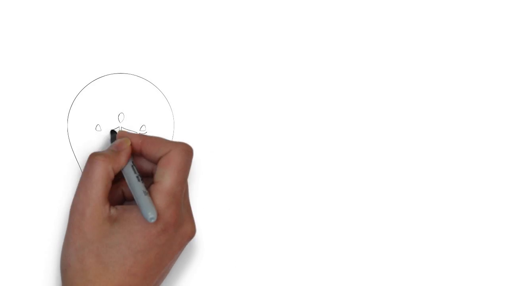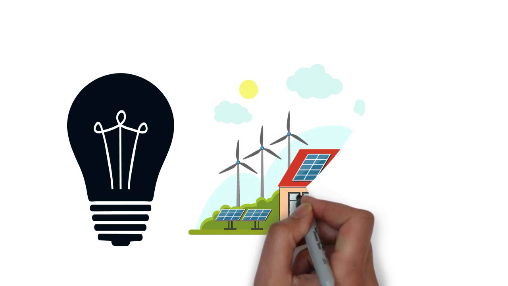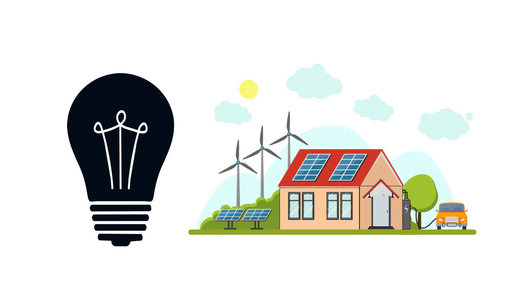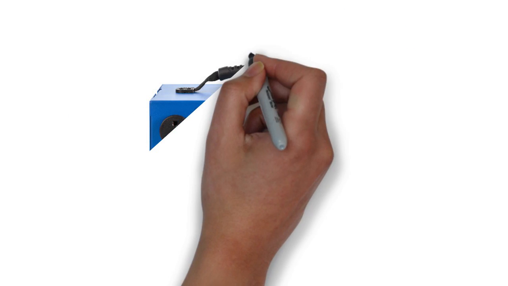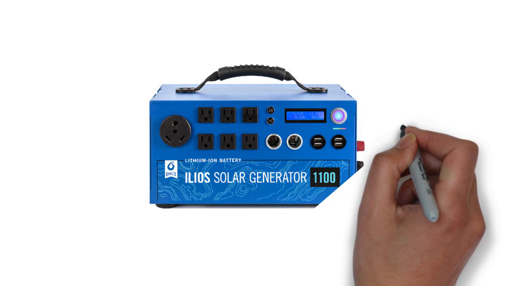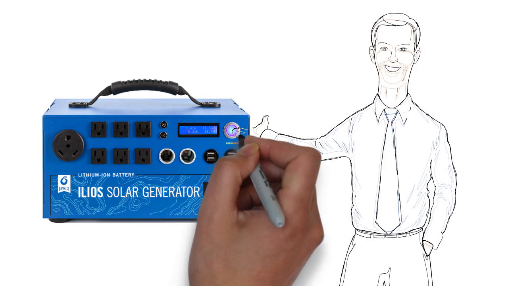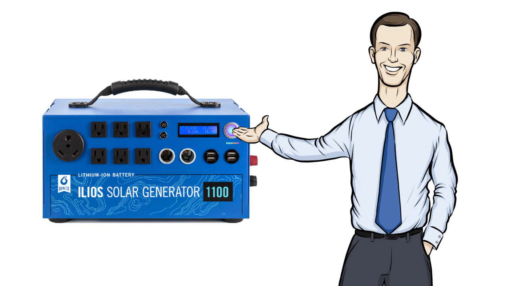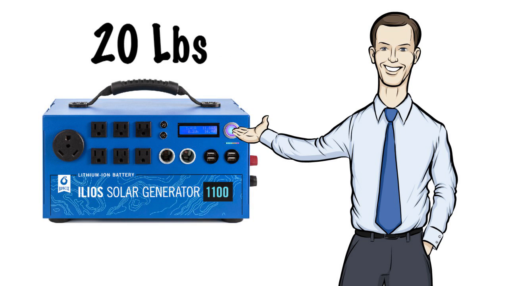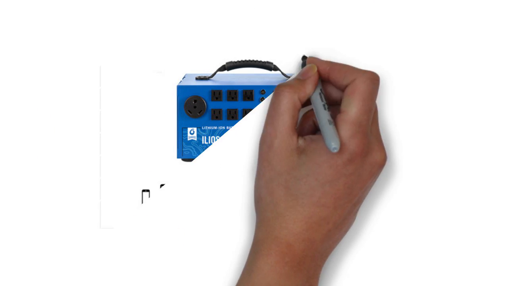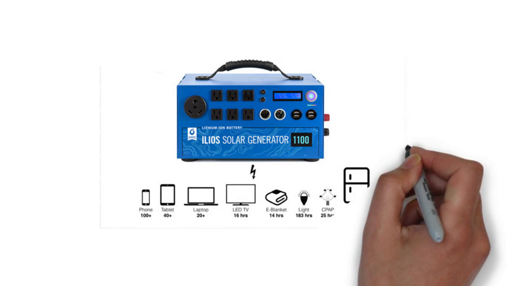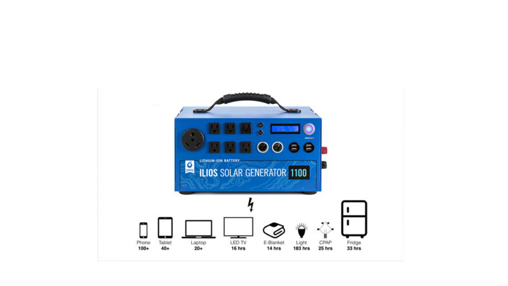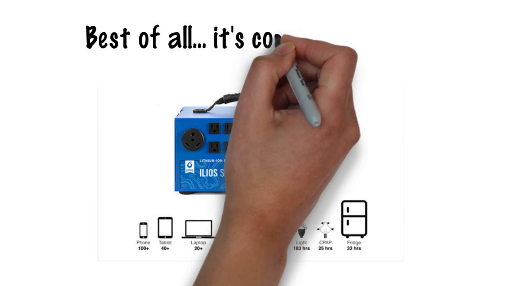When the power goes out, you need your own reliable, renewable, and portable supply of electricity. Introducing the Ilios Solar Generator System by Bannock, an off-grid, portable power system in a box. Weighing in at an astonishing 20 pounds, the Ilios is the first and only truly portable backup power supply on the market. Best of all, it's completely quiet.